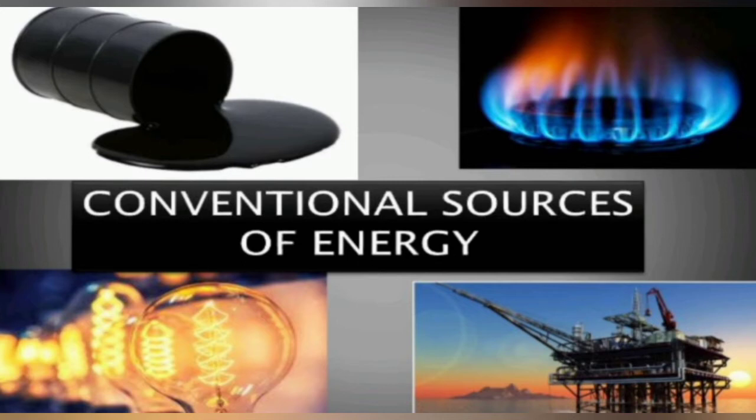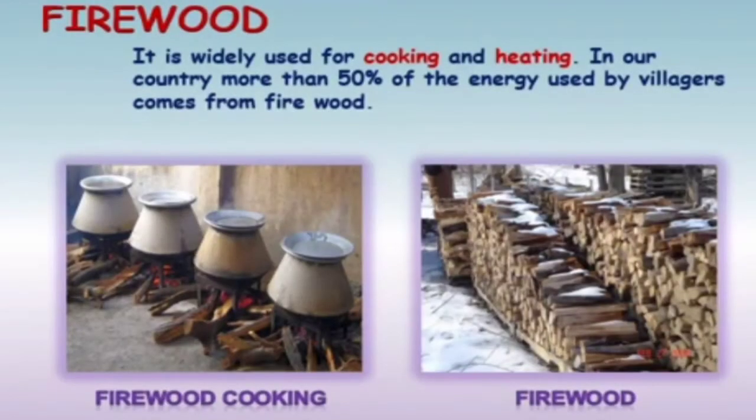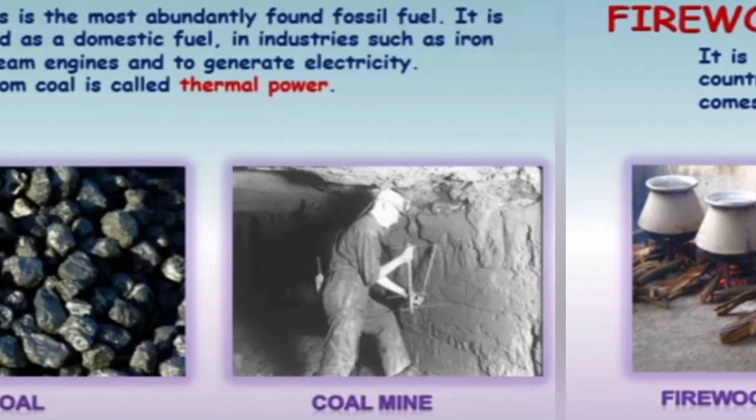Now, let us understand what are the conventional sources of energy. Conventional sources of energy are those which have been in common use for a long time. Firewood and fossil fuels are the two main conventional sources of energy. Firewood is widely used for cooking and heating. In our country, more than 50% of the energy used by villagers comes from firewood.